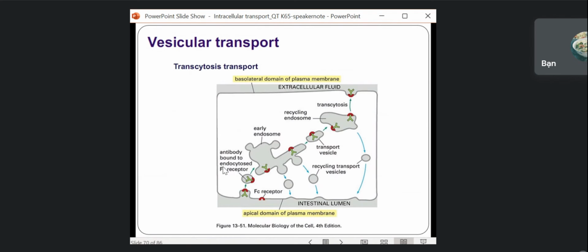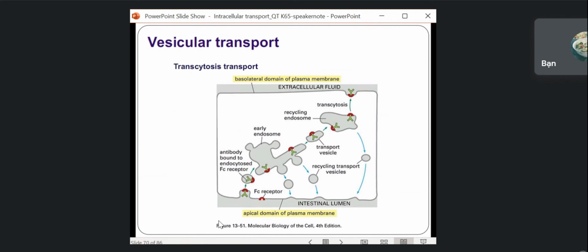I don't know if you remember about the antibody. The antibody has the Y shape with the Fc, that means the constant, and the Fv means the variable domain of the protein. All the antibodies have their receptor on the cell membrane. This receptor binds to the Fc part of the antibody.